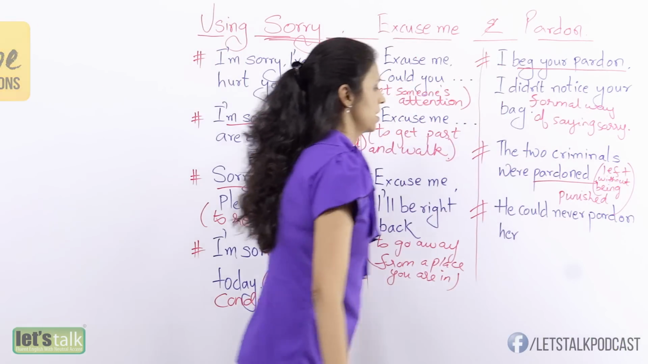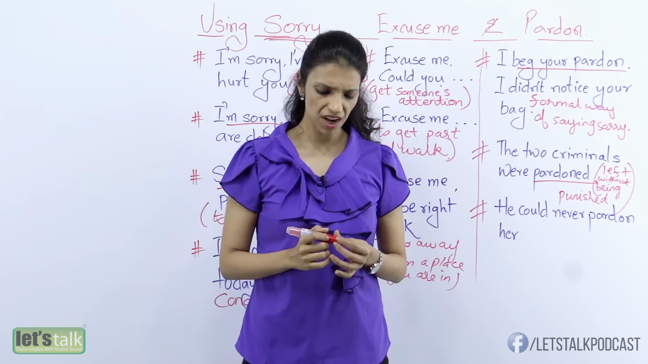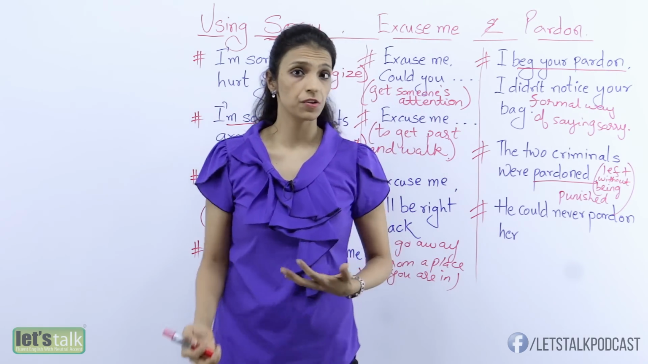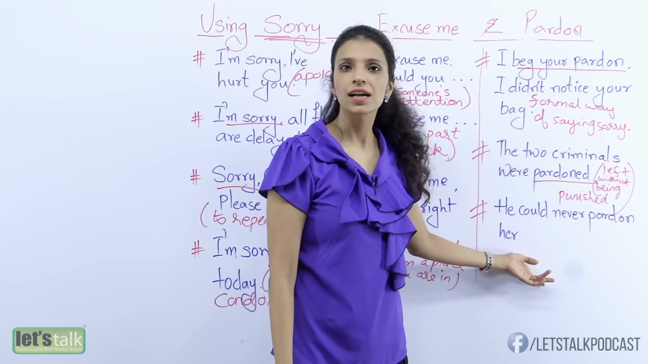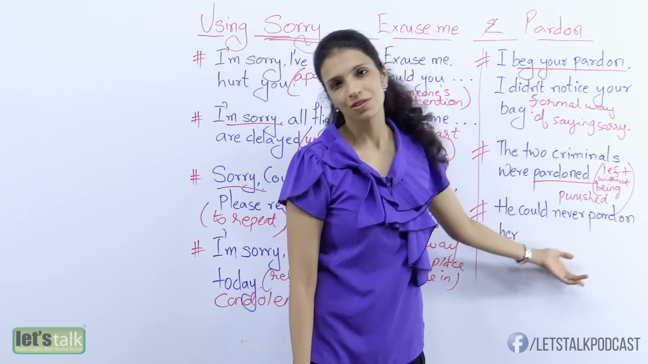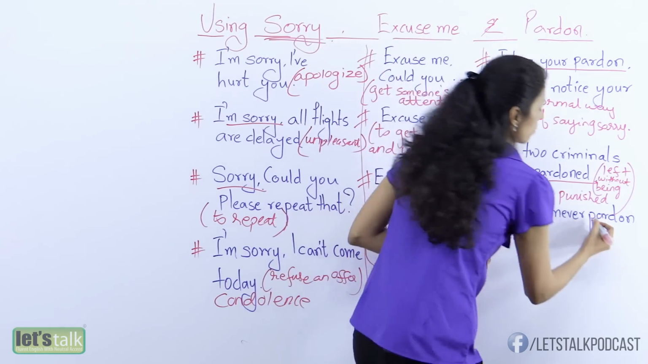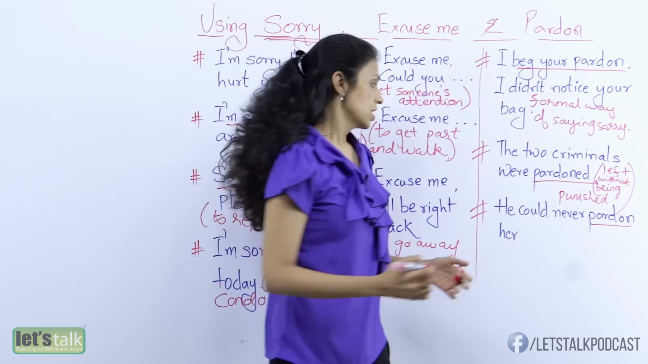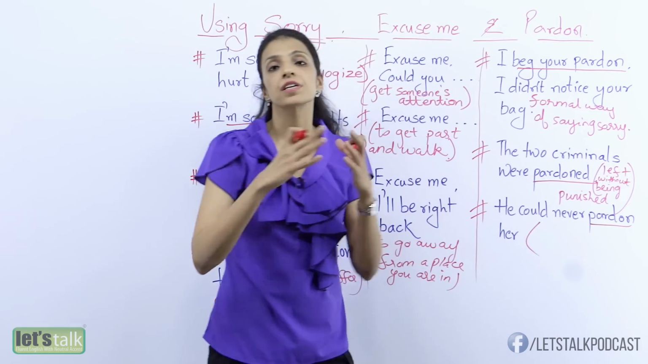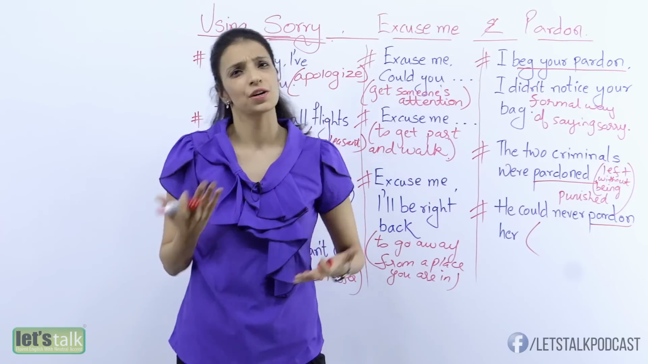Okay. Now, if John and Maria have had a very bad tiff because Maria did something wrong, and if I tell you, he could never pardon her. Okay, I can't say he could never excuse her, or he could never sorry her or say sorry, because he's not at fault. But when I say he could never pardon her, I mean to say he could never pardon her for what she's done. So it means to forgive someone for behaving badly or behaving in an undesired way.